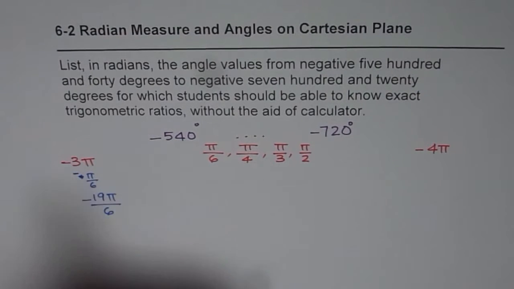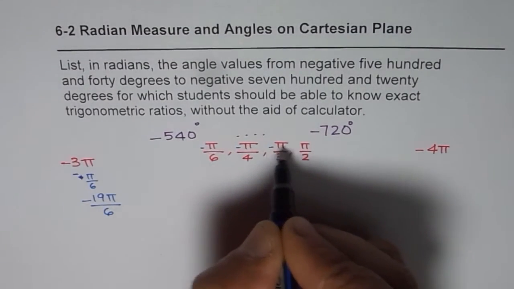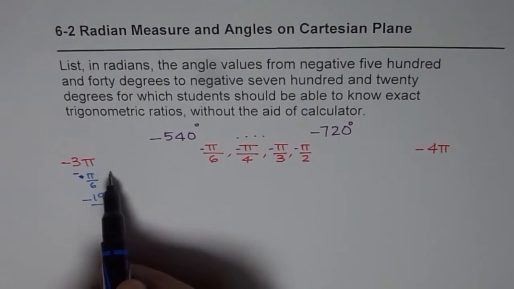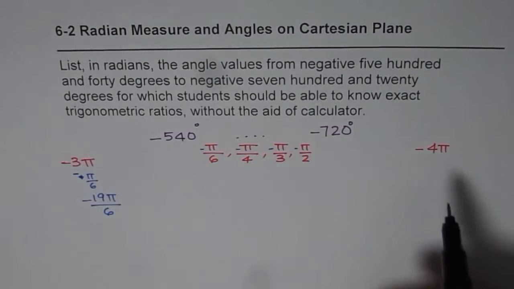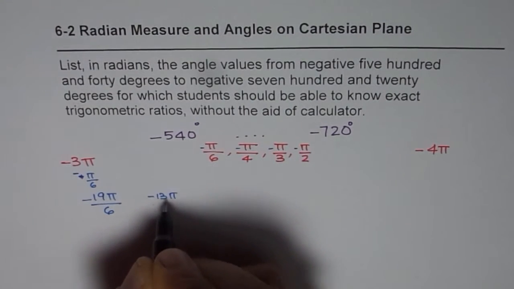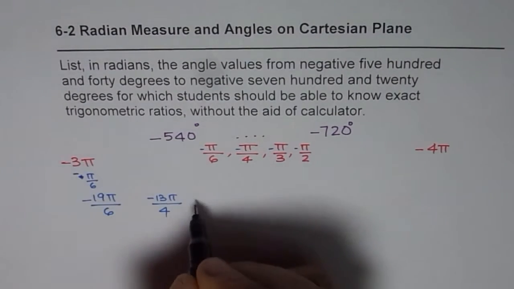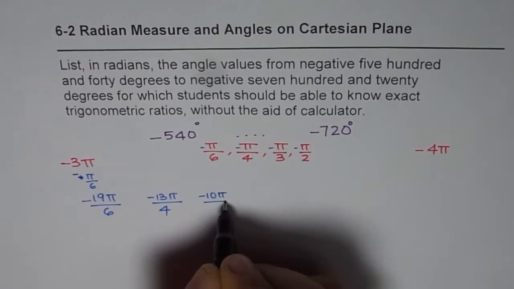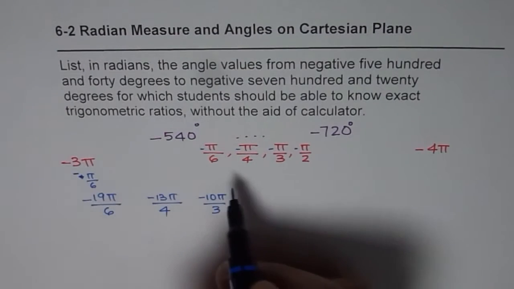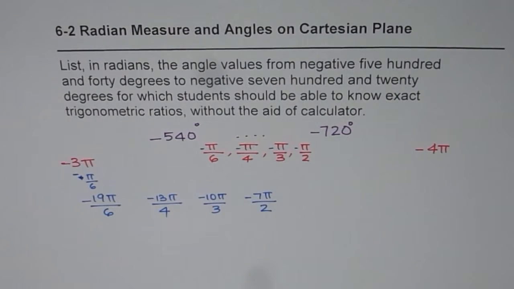Do you understand? Similarly, you add the negative of these. Keep on adding the negative of these, which means more negative, so that you reach from minus 3 pi to minus 4 pi. When you do that, 4 times 3 is 12, and one more will give you minus 13 pi by 4. Then 3 times 3 is 9, and one more will give you minus 10 pi by 3. And with 2, 2 times 3 is 6, and one more negative will be minus 7 pi by 2. Do you see that?